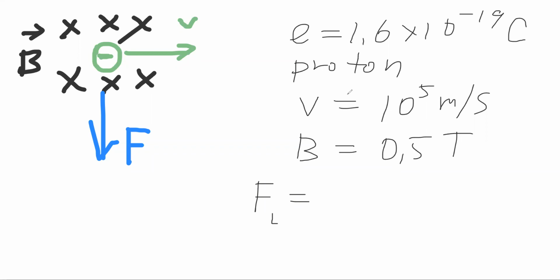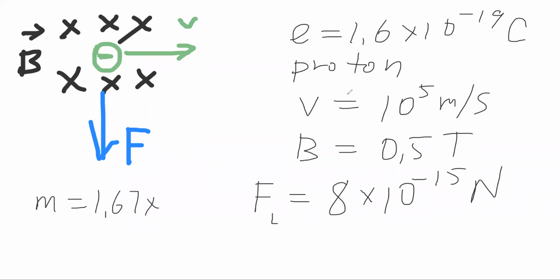So the answer is 10 to the negative 15, right? Okay, that's good. I see it's going to be 8, 10 to the negative 15 newtons. Now, this seems to be a really small force, but the mass of a proton would be about 1.67 times 10 to the negative 27 kilograms. So if you quickly calculate the acceleration, you'll find that it's a pretty big number.